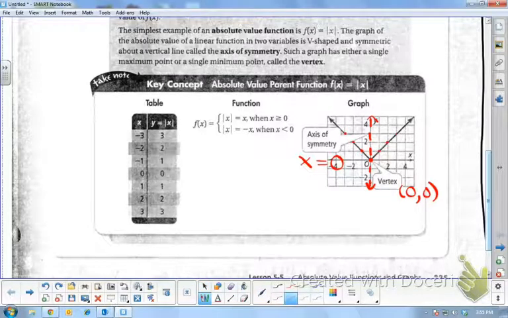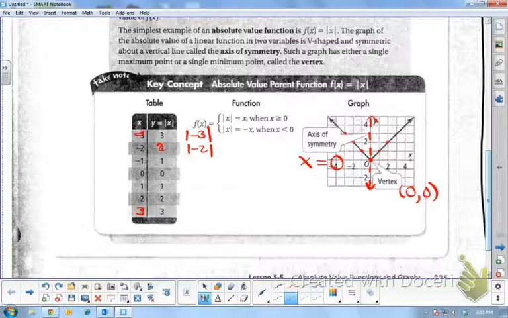So anytime we don't know the parent function, we make a table, but they did that for you. They said, okay, I'm going to pick my x values. They picked -3 all the way down to +3, and they plugged them into the absolute value function. So if we plugged in -3, we get +3. If we plug in -2, we get +2 here. So they plugged in all those values, made a table, and got this parent graph.